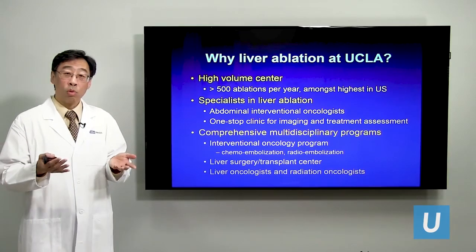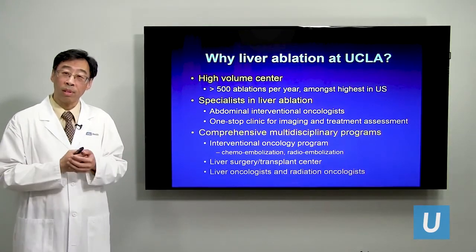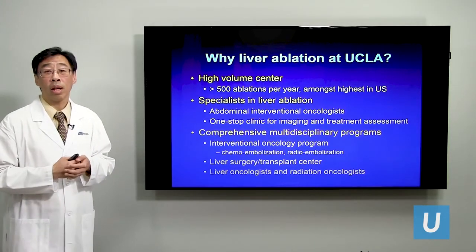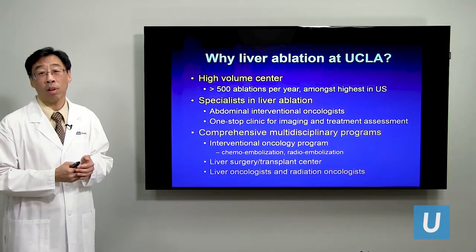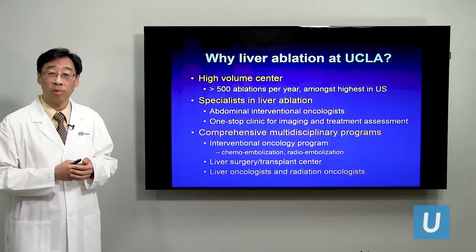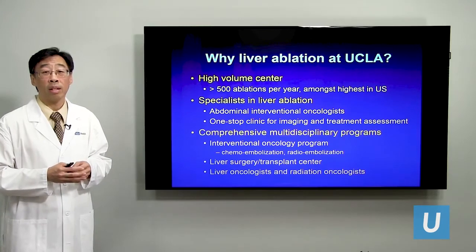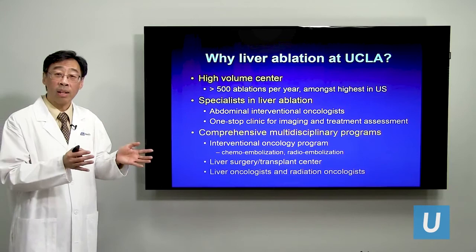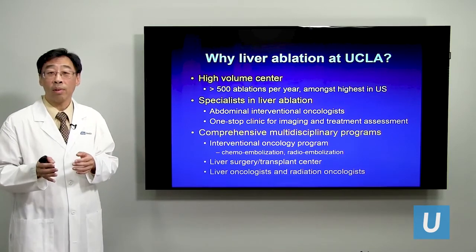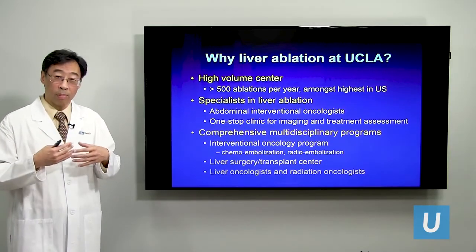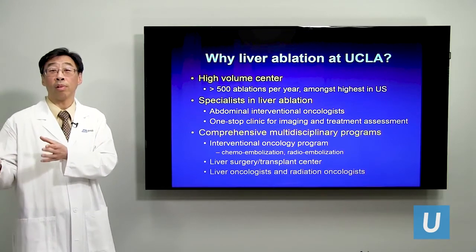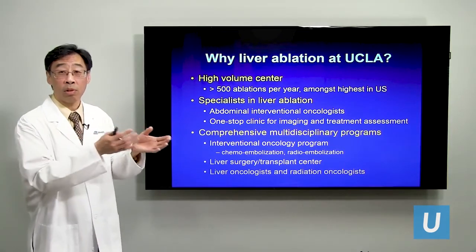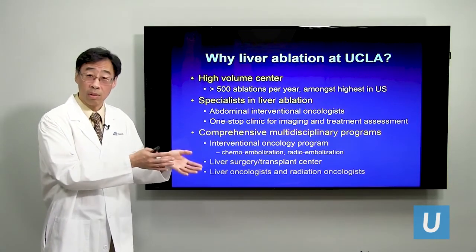So why would you want to come to UCLA for these procedures? I think being one of the first to start this procedure in the United States, we're now one of the largest volume centers. In fact, we perform over 500 of these procedures a year now, and the majority of which are liver-based. Because we do so many, we now have dedicated experts in each of the body areas. So I'm a liver ablation specialist, and we have other interventional radiologists who subspecialize in lung tumors, and others who specialize in kidney cancer.